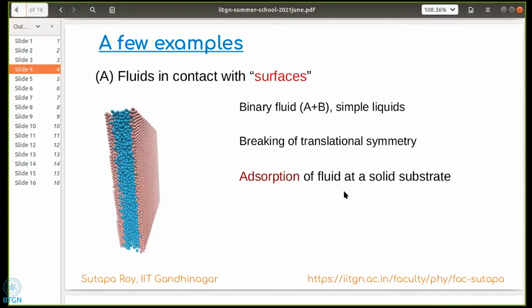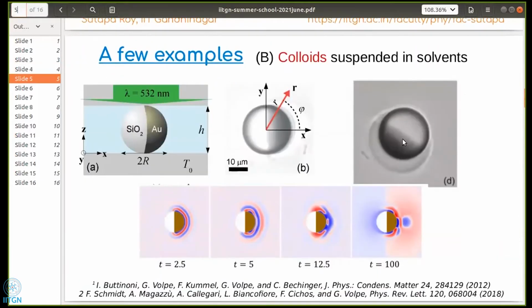Another example of confined fluids, which is actually very interesting and a very hot topic at the moment, is something called colloidal particles, which are suspended in solvents. Okay. And what do I mean by colloids? Well, the colloids are basically microscopically dispersed particles of one substance, which are suspended in another substance. Okay. So these are particles which are basically suspended in a solvent. And typically their size ranges between, say, 1 to 1000 nanometers.